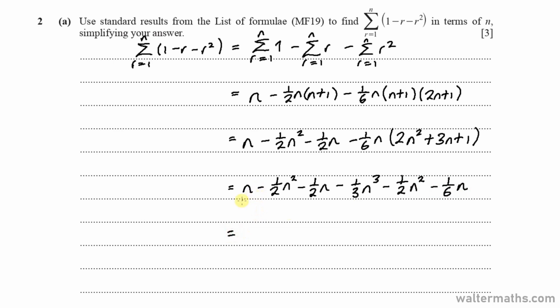Now we can carry this forward. So n minus half n minus a sixth n, this is going to give us a third of n. And we also have minus half n squared minus half n squared, and we get minus n squared for that. Then we also have the term in n cubed, so that's minus a third n cubed. So this here becomes the final answer for part A. So let's scroll down to part B.